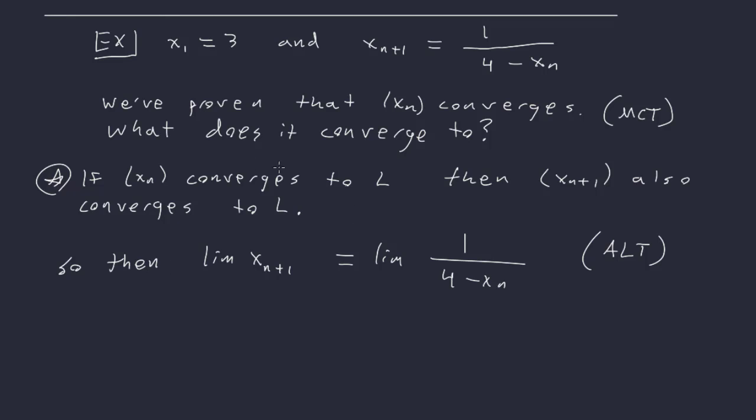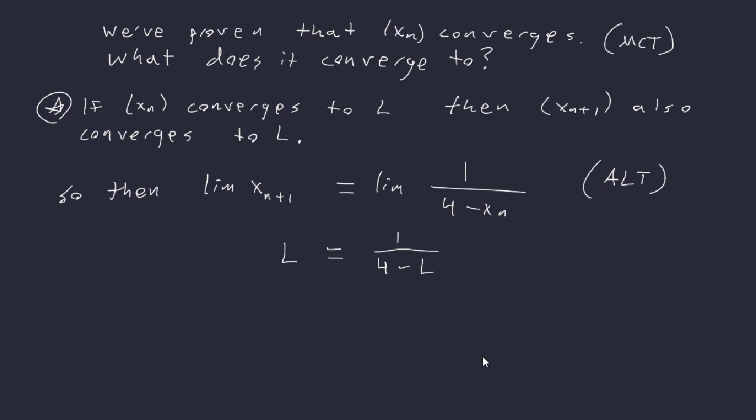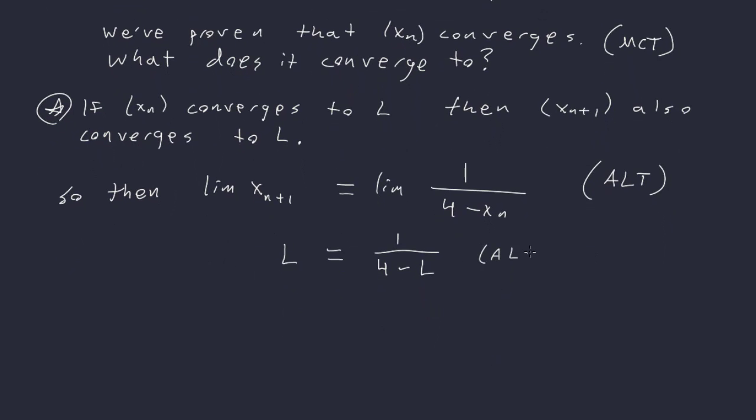Okay, so if xn converges to L, then this limit is equal to L. And this limit, well, again, we can bring the limit up and that will go to 1 on the top. This will go down, the limit of 4 is 4, and then the limit of xn is L. Okay, so then from here, this is also from the algebraic limit theorem. And now we can solve for L to figure out what xn converges to.